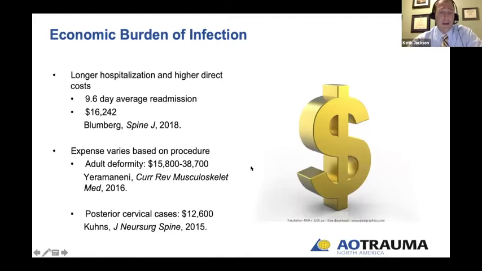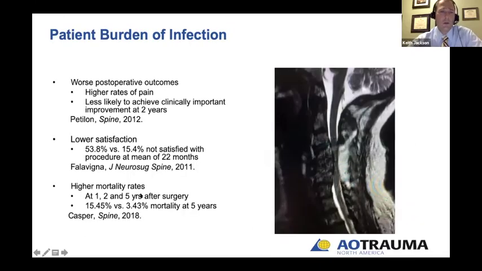Infection in the presence of instrumentation has a large economic burden on both the healthcare system as well as the individual patient. It is associated with about 10 extra days in the hospital and excess cost in the tens of thousands of dollars. Not only is it costly from an economic standpoint, but it also directly affects patient-related outcomes.